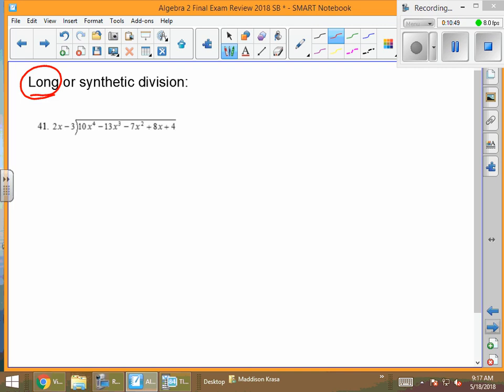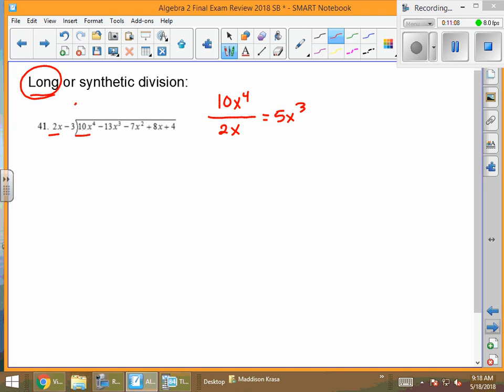So to do long division, we start with the first terms of the outside and the inside. So we take 10x to the fourth and we divide it by 2x, which is outside. And that gets us 5x cubed left.